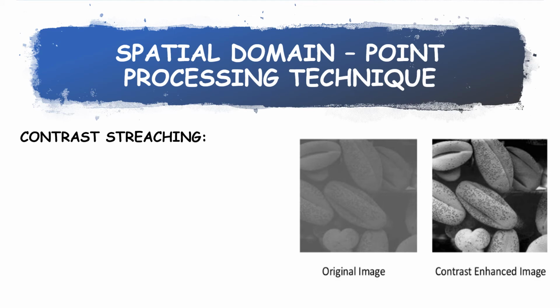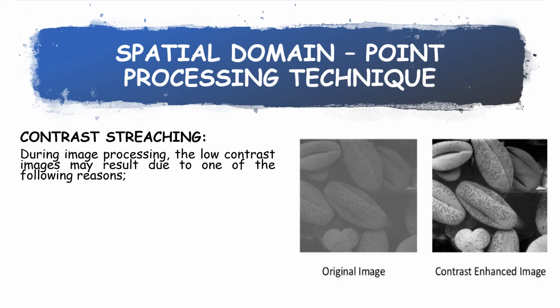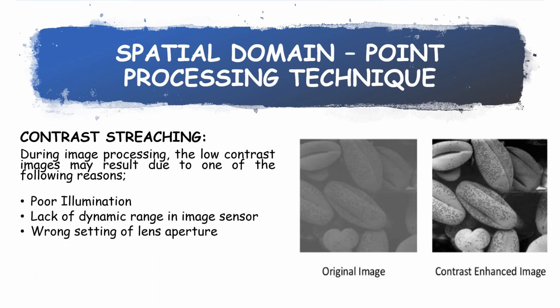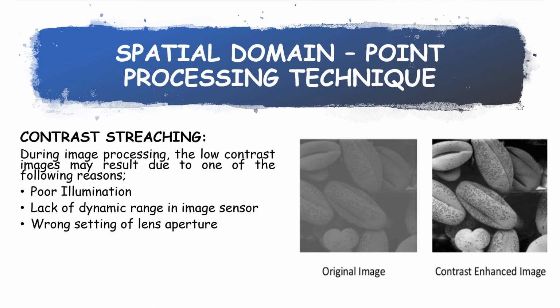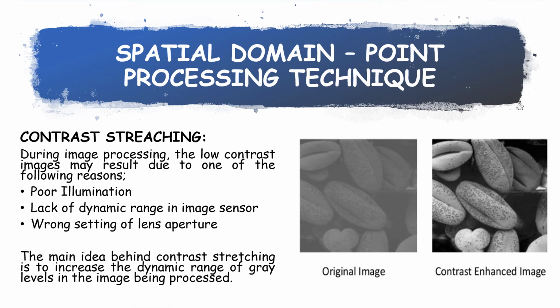The next type of point processing is contrast stretching. During image processing, low contrast images may be due to one of the following reasons: poor illumination, lack of dynamic range in the image sensor, or wrong setting of aperture. The main idea behind contrast stretching is to increase the dynamic range of gray levels in the image that is being processed. The diagram shows both the original image as well as the contrast enhanced image.